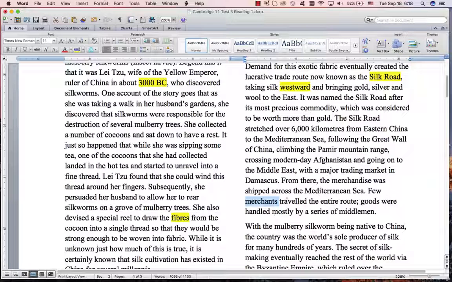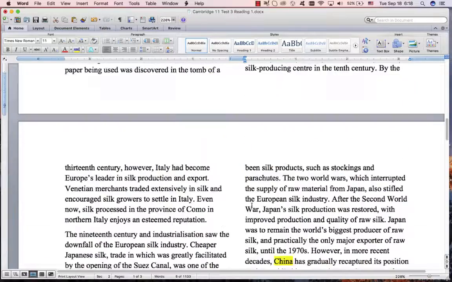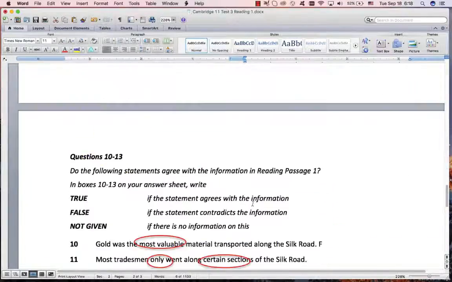Okay, you didn't know that, but maybe that you could have done as went. And certain sections, the whole route. We're talking about the route when we talk about the sections. It's the sections of the route. So, few means not many tradesmen went the whole route. Few went the whole route.